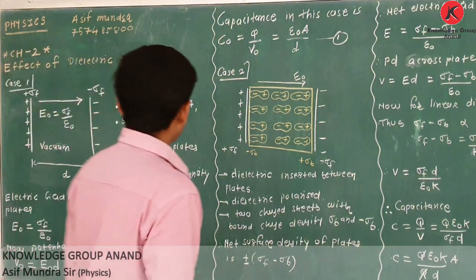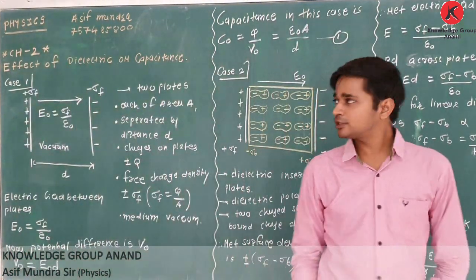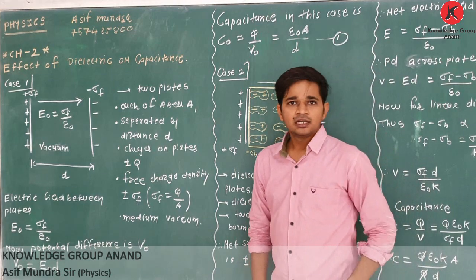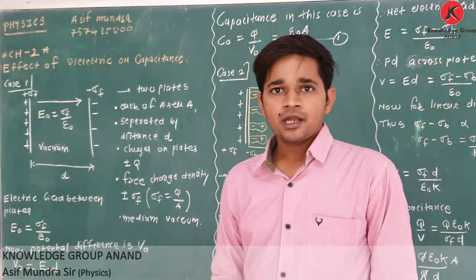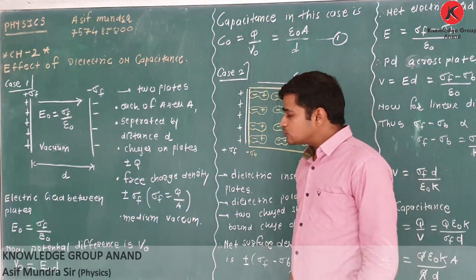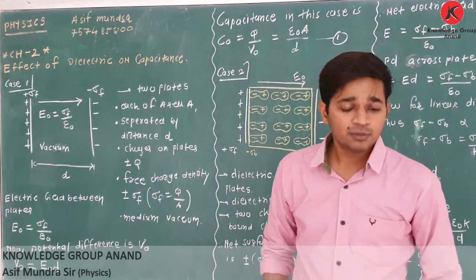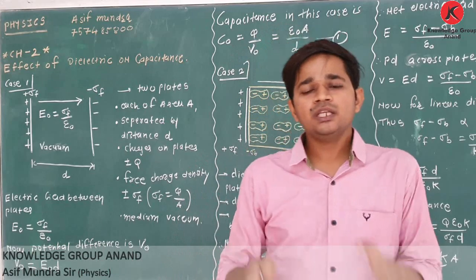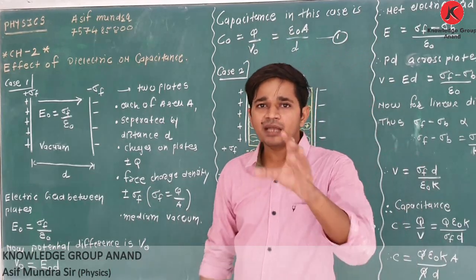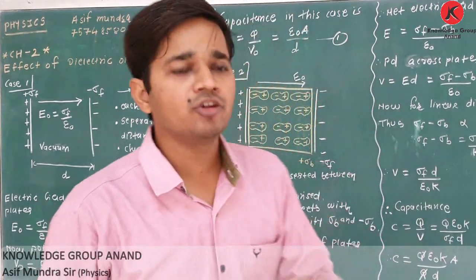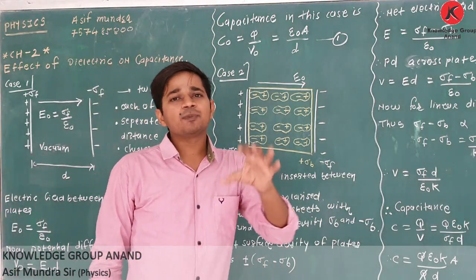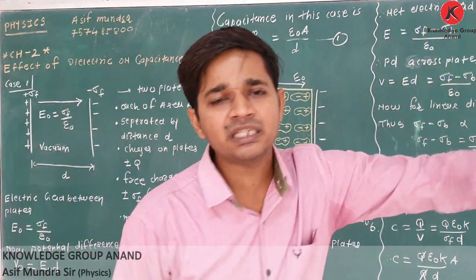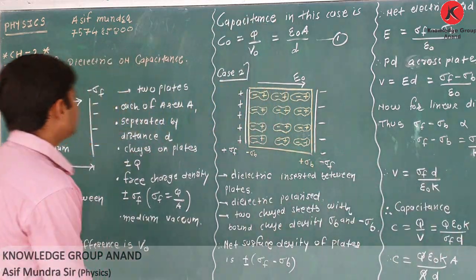Good morning, students. In the last lecture in chapter 2, we discussed what is a capacitor and what is capacitance. And we also studied what is a parallel plate capacitor. But between the two plates, we assumed the insulating medium as vacuum. Now, if that vacuum, which is the insulating medium, is replaced by another insulating medium, meaning a dielectric, then what is the effect?